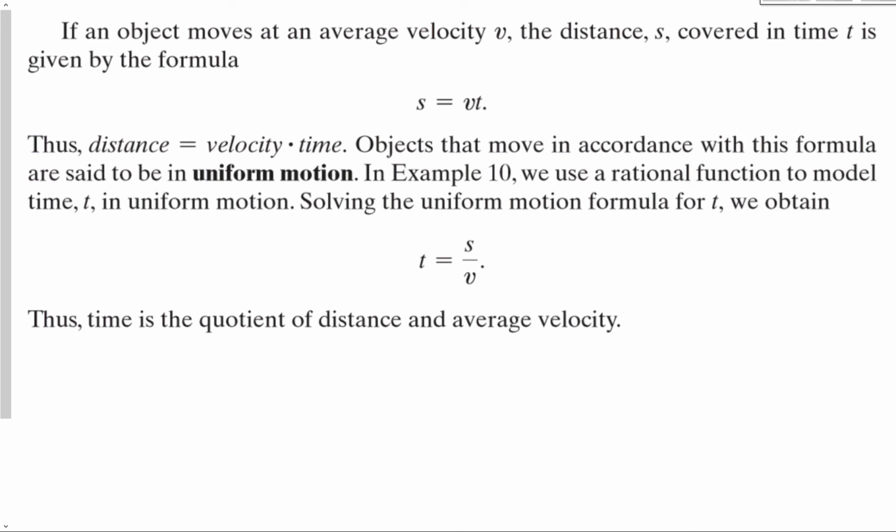Another type of problem we can look at is uniform motion. So if an object moves at an average velocity v, the distance s covered in time t is given by the formula s equals v times t, velocity times time. So distance equals velocity times time. Objects that move in accordance with this formula are said to be in uniform motion. In the next example, we will use a rational function to model time in uniform motion. Solving the formula for t, we obtain that time is equal to s, distance, over velocity. Kind of makes sense. Thus, time is the quotient of distance and average velocity.